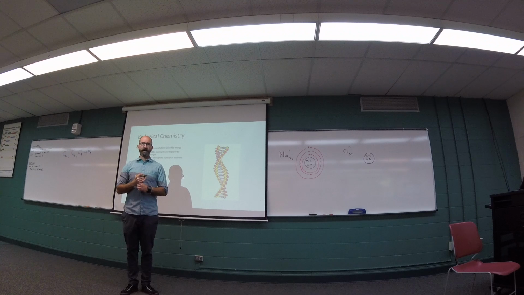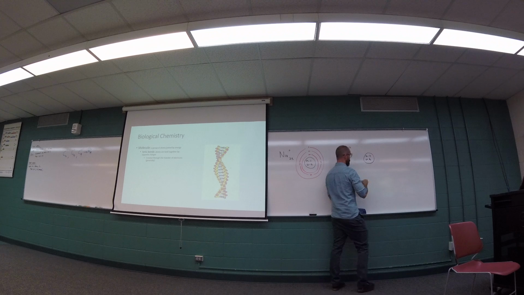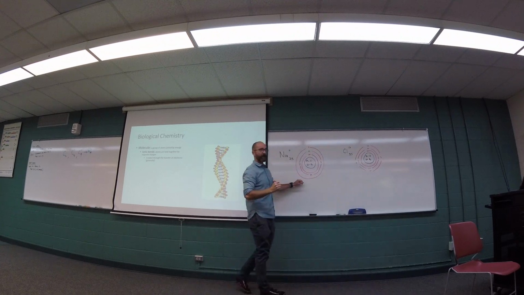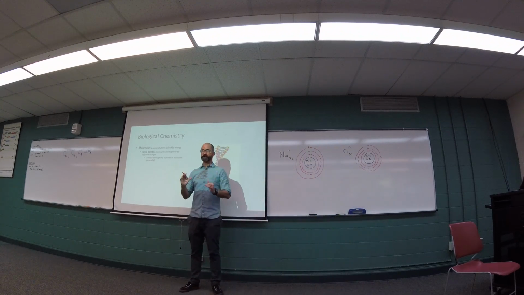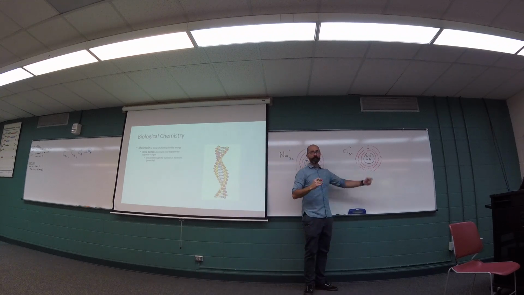How many electrons does it have? 17. And how many go into the first shell? How many go into the second shell? 8. Which gives us so far how many? 10. Which leaves us with 7. So, just like this is a super unhappy state, having 1 extra electron or 1 electron in an energy shell, this is also a super unhappy state. Missing just 1 electron.